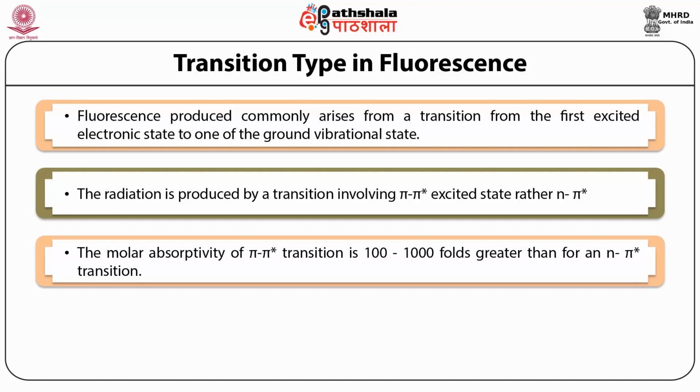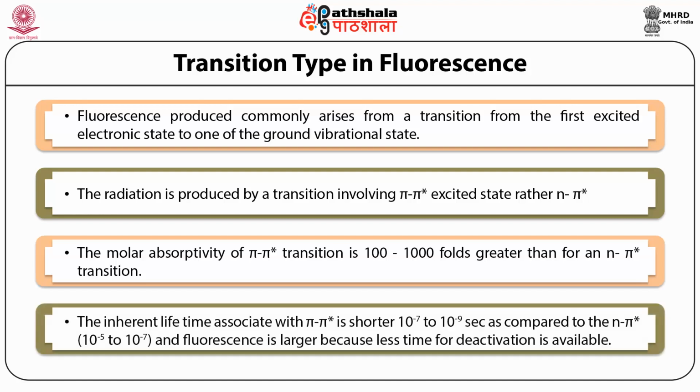The inherent lifetime associated with pi to pi antibonding is shorter, 10 to the power minus 7 to 10 to the power minus 9 seconds, compared to the non-bonding to pi antibonding, which is 10 to the power minus 5 to 10 to the power minus 7 seconds. That is lower than the pi to pi antibonding, and fluorescence is larger because less time for deactivation is available.